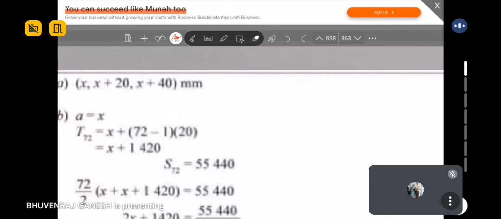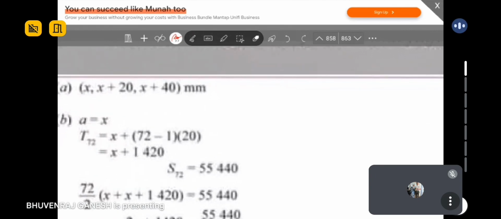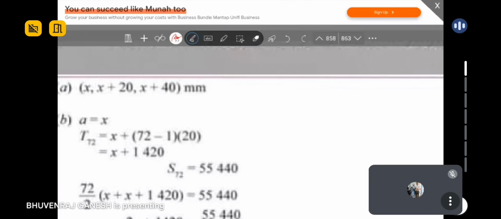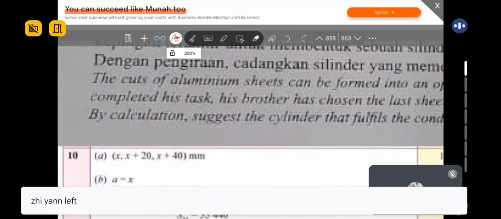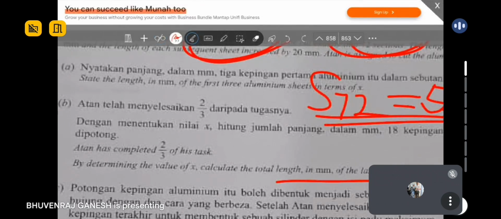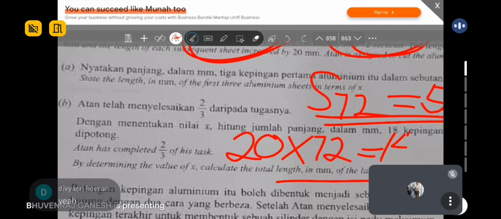Okay, add 20. But then, wait. Okay, so it's a plus n minus 1 d. Am I right? Yes, total. Correct. So your difference, right, guys? The common difference must be the total one. So guys, if one sheet to another sheet increased by 20, now we got 72 sheets. So what will be the common difference? What do you all think? What should you do to get the common difference? You should just multiply with 72. Am I right? Correct, right, guys? Okay, so you will get 1440.